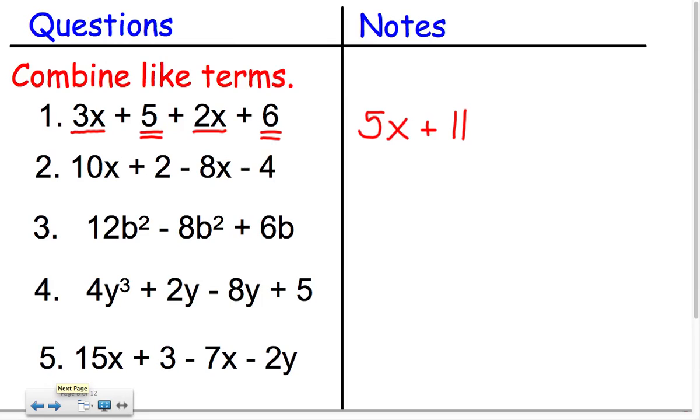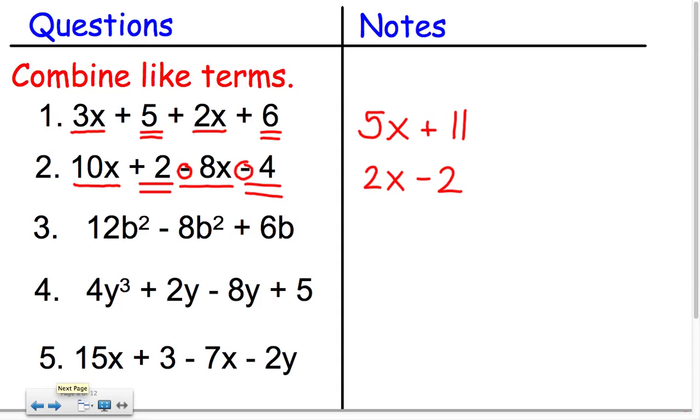Moving to the next one, I'll start on the left with 10x. I'm going to look for anything else that is like 10x, and that would be negative 8x. Make sure you note that the 8 is negative. Then I've got 2 and negative 4, so I'm going to give those 2 lines. Again, I'm going to note that the 4 is negative. So 10x minus 8x gives me 2x, and 2 minus 4 gives me negative 2.